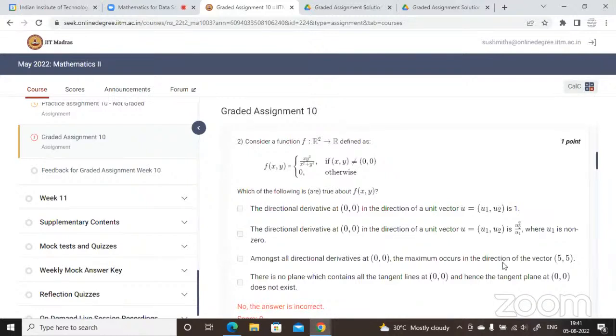No, I think the maximum occurs in any direction along that means (1, 1). Yeah, that is it, madam. Okay. And I don't remember the solution. I have to solve and check.